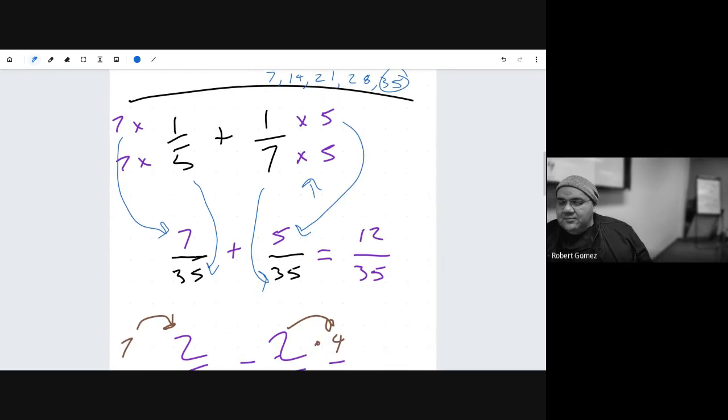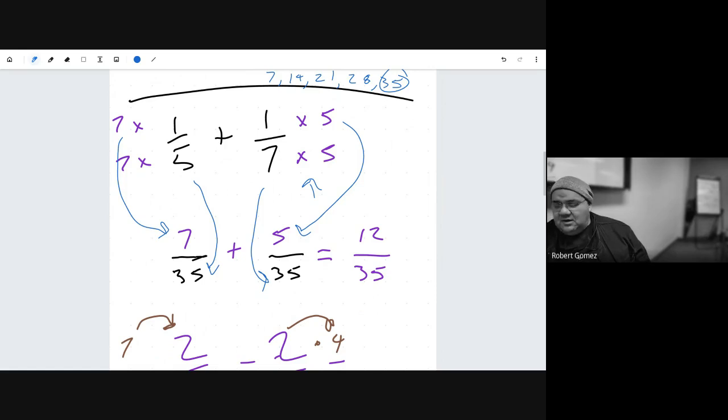And so that's what I had to do to make this work, I had to make the bottoms the same, right? And then I just add the tops. That's going to give me 12. And then the denominator stays the same. So it gives me 12 over 35.